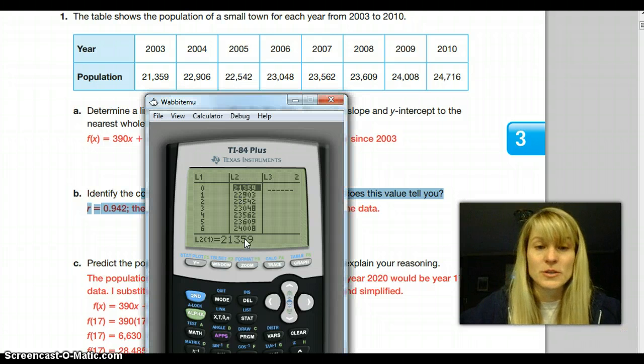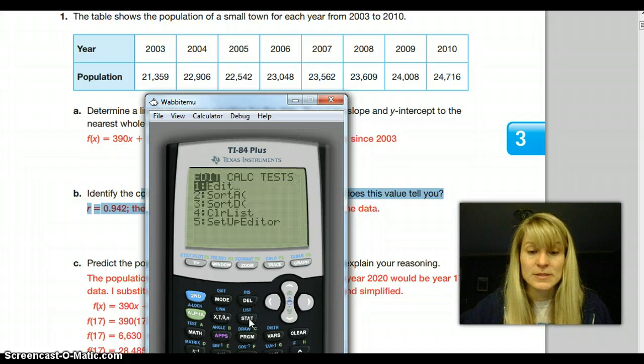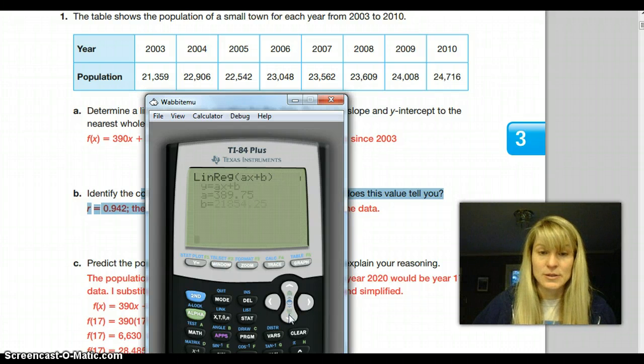Now it's important you double check and make sure all these numbers are in correctly, because if your number is even off by 1, your equation will be off as well. So once we have our data in there, we're going to hit stat, go over to calc, and we want to go down to number 4. And then it gives us linear regression, and we hit enter.